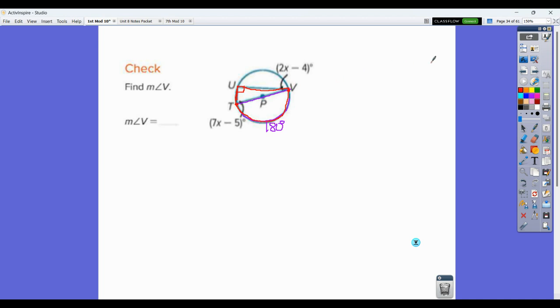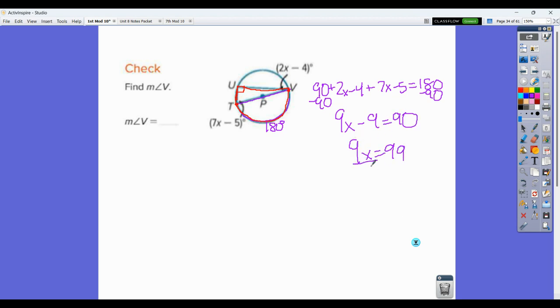Well, now that I've filled that in, I have three angles of a triangle, and those three angles, the 90 plus the 2x minus 4 plus the 7x minus 5, are angles of a triangle, so the sum is equal to 180. So I can combine all of my numbers here. 2x plus 7x is 9x. I'm actually going to subtract the 90 over right away, just to make this slightly easier. -4 and -5 is -9 equal to 90. Add 9, I'm going to get 9x equal to 99. Divide by 9, I'm going to get my x value to come out to be 11.